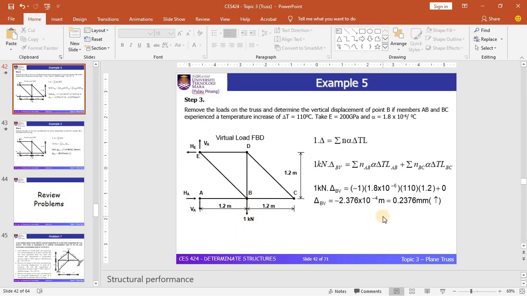So that's it for this session. We have discussed all the examples and solutions for the virtual work method. In the next session, I'm going to focus on how we can use the easy method to accelerate the calculation of internal forces in the truss structure system.